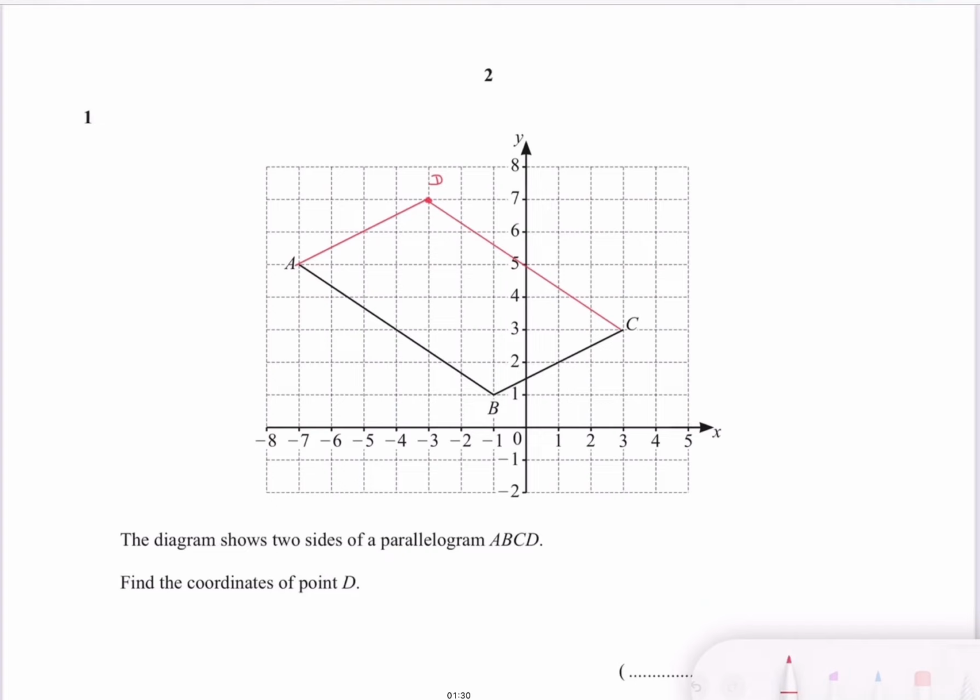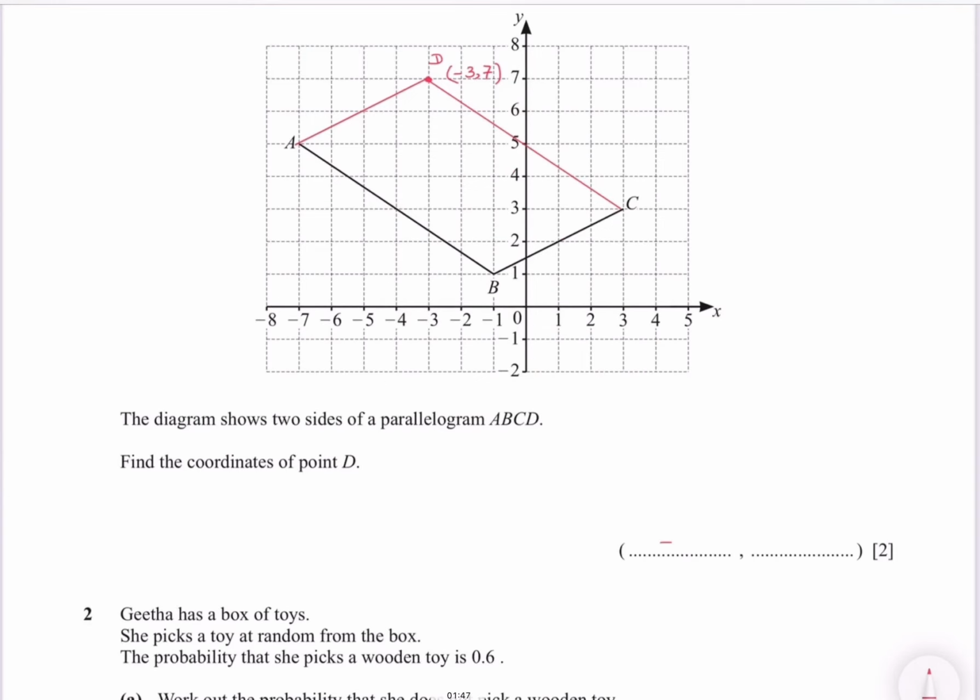So the x coordinate is -3 and the y coordinate is 7. So (-3, 7) would be the coordinates of point D. So you can get 2 marks easily.